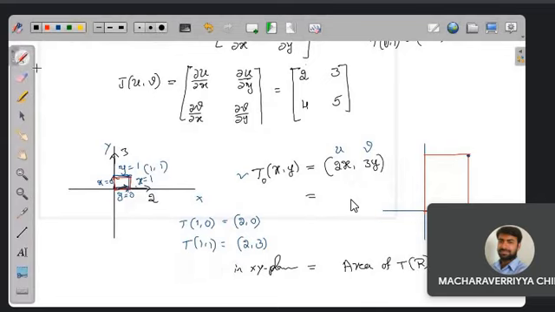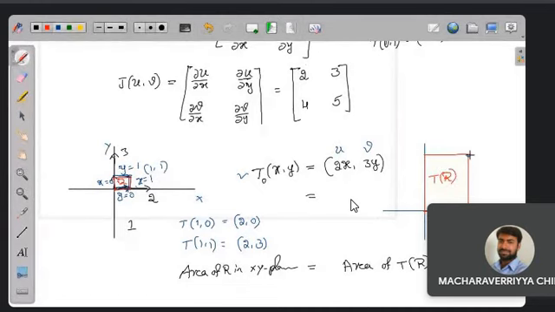Maybe let me write it like this: area of R. Initially the area of the unit cube is 1. After transformation the unit cube became this, and you can treat this as R, whereas this is T of R. Now what is the area of T of R?